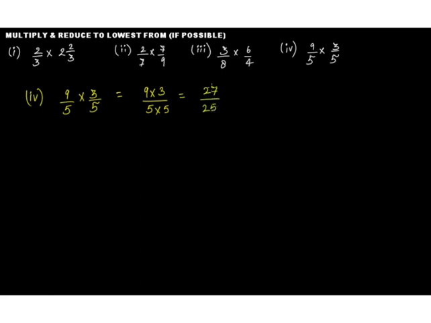Now if you try to find out the highest common factor of 27 and 25 in order to get the lowest form of this fraction, then you will find that even in this case the highest common factor is 1 only. So it's already in its simplest form, because if you divide the numerator and the denominator by 1, you are going to get back the same number only. So this is the answer for this fourth one.